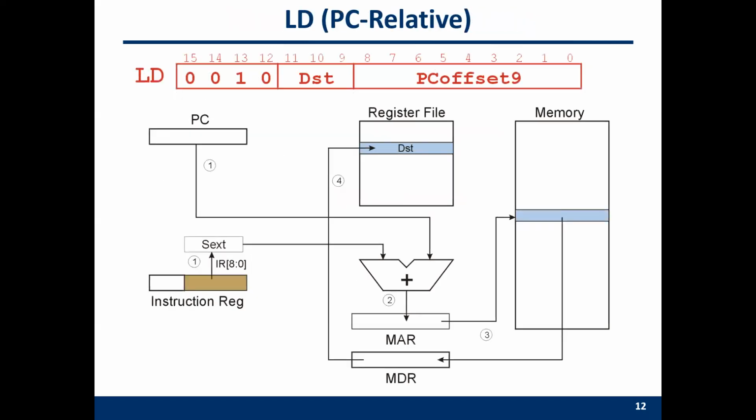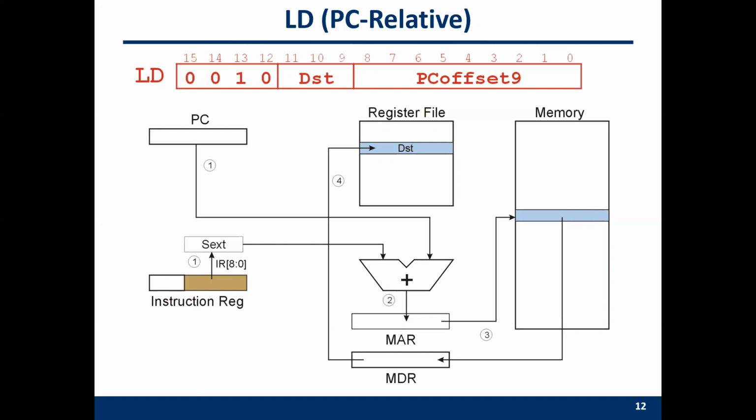So this is the process of a load operation. The opcode of the load operation is 0010. And then we have a destination register, which means that after you fetch the content from the memory, you need to store the content in this destination register. And then all the other 9 bits are for the offset.